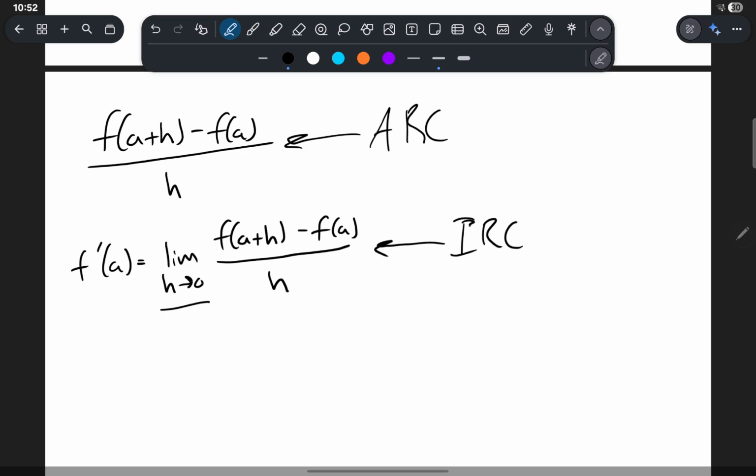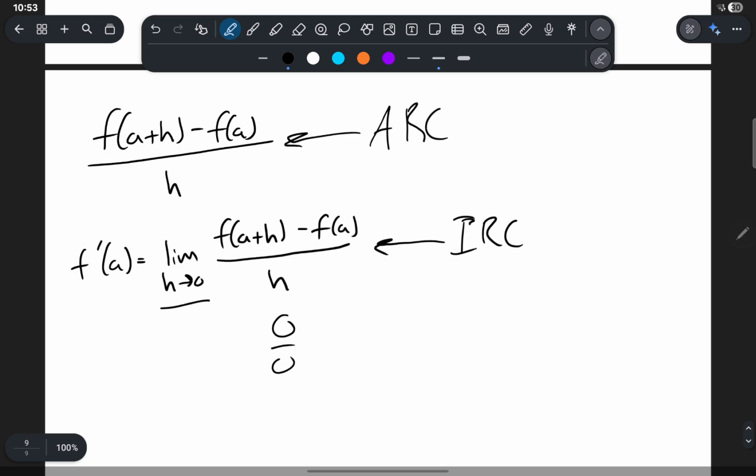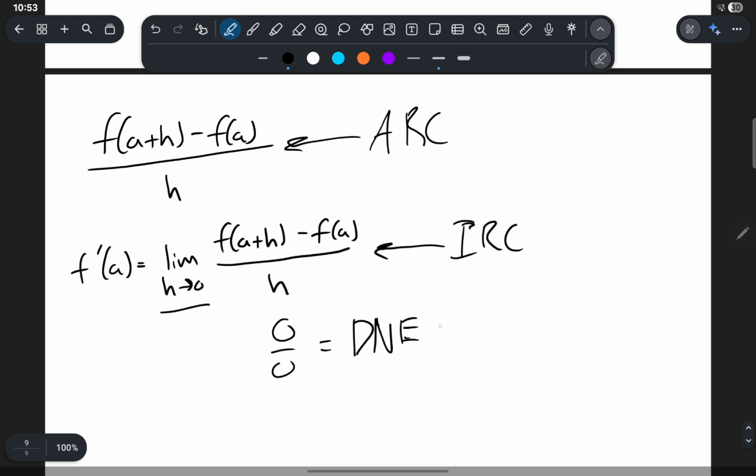It is important to know, and a thing that I really struggle with, is that you can't automatically plug in h equals 0, because it would become 0 over 0, which is undefined. And that is not good. So you want to simplify the expression first and then plug it in. So that is the basics of limits for average rate of change.